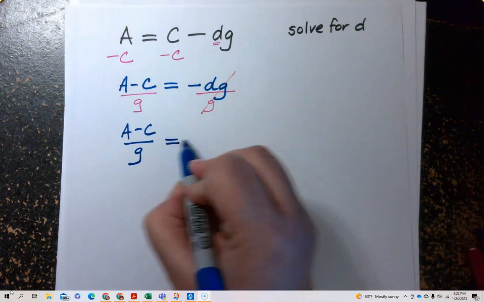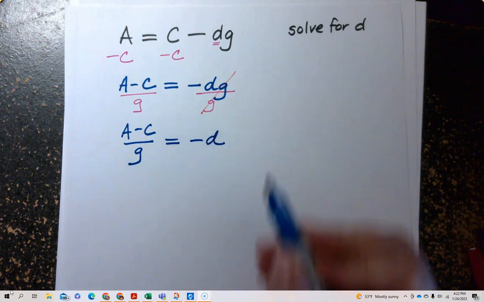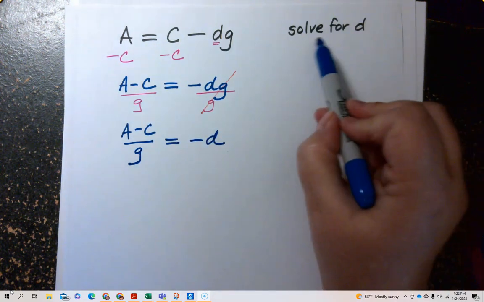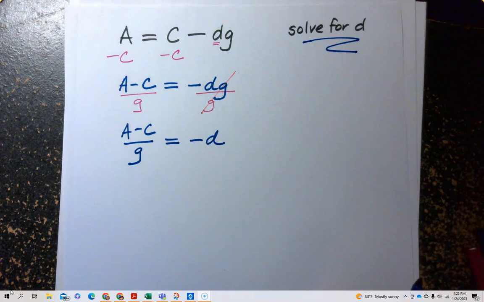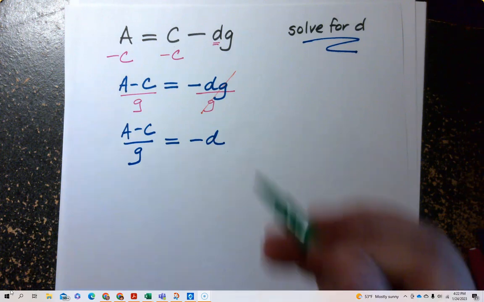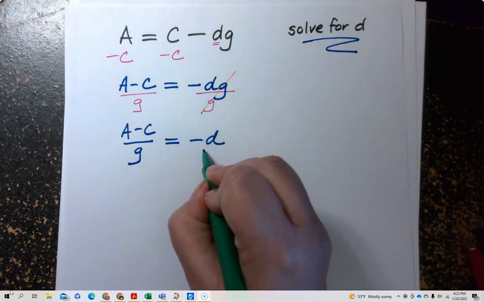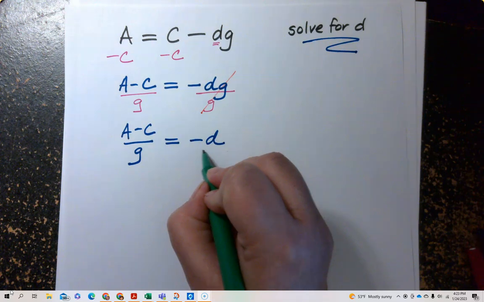All right, and where does that get us? That gets us right here. The last thing I need to do is, if I am asked to solve for d, I can't have a negative in front of it. D has to be 100% alone, just like 1d. So I need to get rid of that negative in front of it. The negative in front of it is like a negative 1. So I could either divide, or really I could also multiply by a negative 1. In this case, I think I'm going to multiply by negative 1. It's the same as dividing by negative 1.